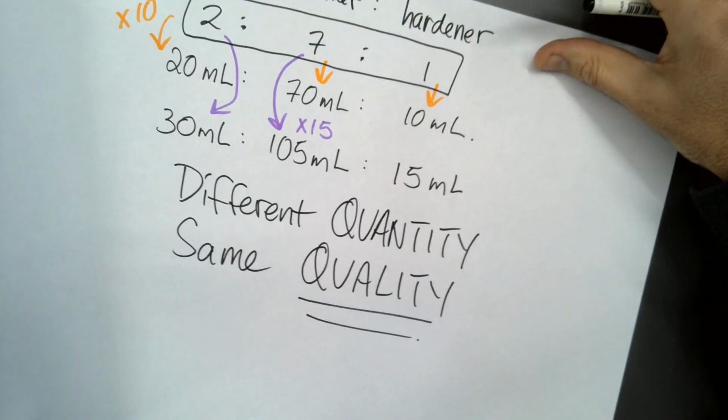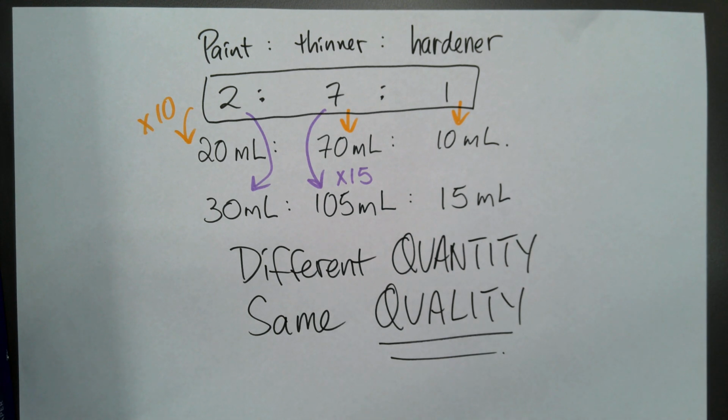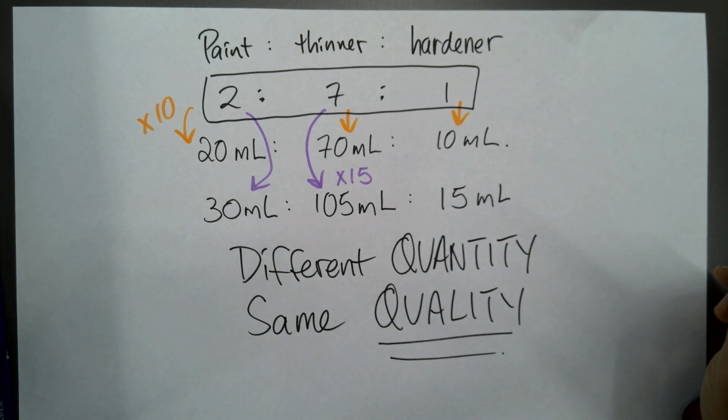Okay? So that is equivalent ratios, but in terms of real life and industry use, let's go back to this idea here. You're producing something, a mix that has exactly the same quality, is going to do the same job. You're just producing a lot more of it or a lot less of it, but it's the same quality. It's going to do the same thing.